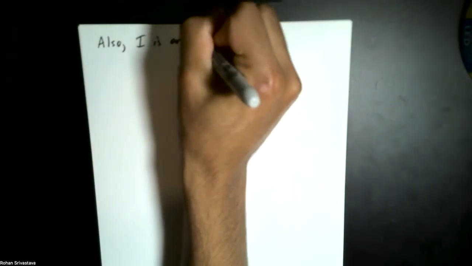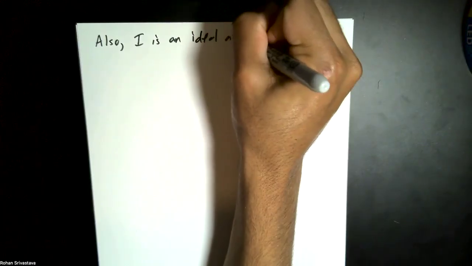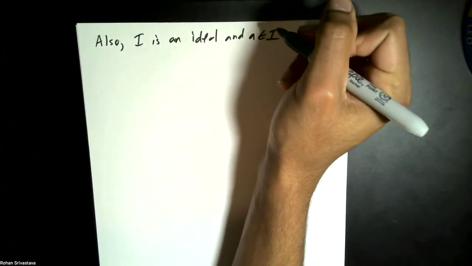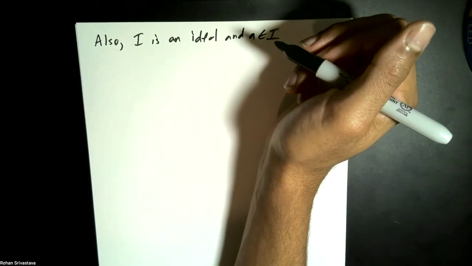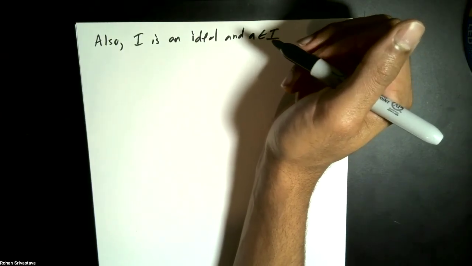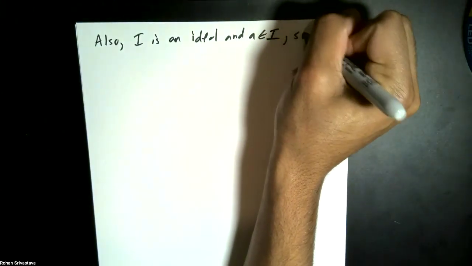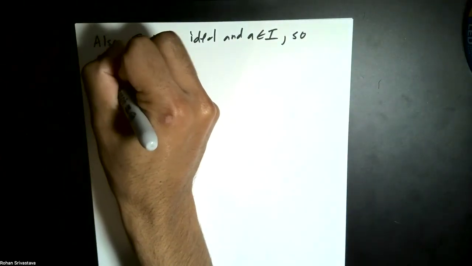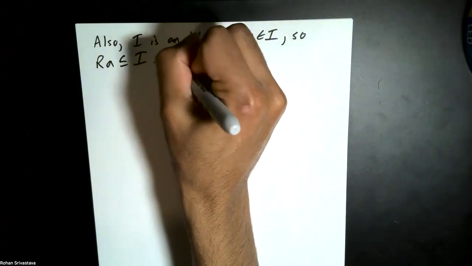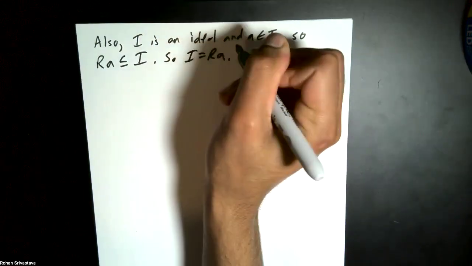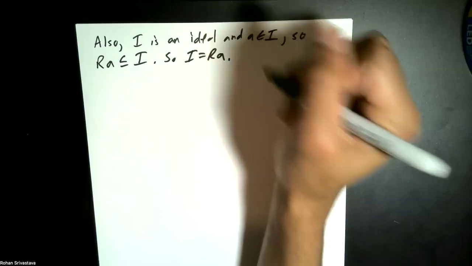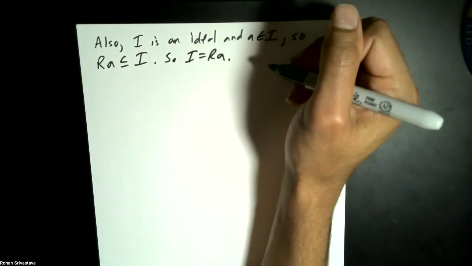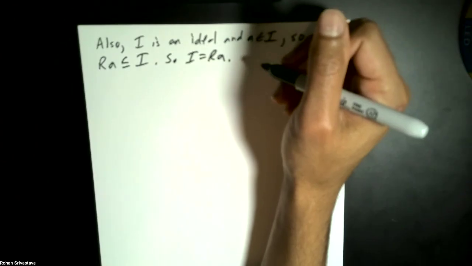But also, I is an ideal and A is an element of I, so I has to absorb products from R. So RA is a subset of I. So I is equal to RA. That's most of what we need, but we also need to say that A is not a zero divisor.